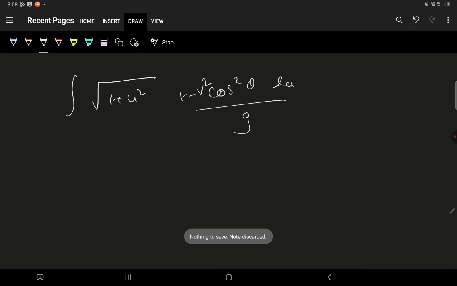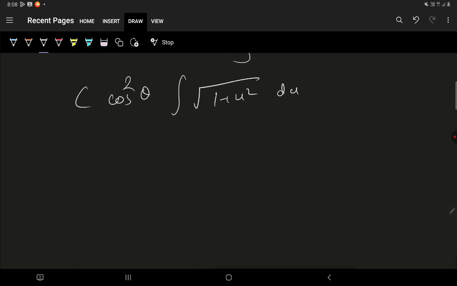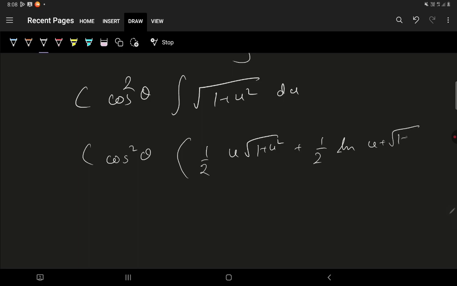So then taking all the other terms outside, you get v square cos square theta by g. Basically we are interested in magnitude and we are mostly interested in theta, so I'm keeping other terms as constant. So it will be the integral of under root 1 plus u square du. Doing the indefinite integral, we will end up with c cos square theta into 1 by 2 u under root 1 plus u square plus 1 by 2 ln u plus under root 1 plus u square.